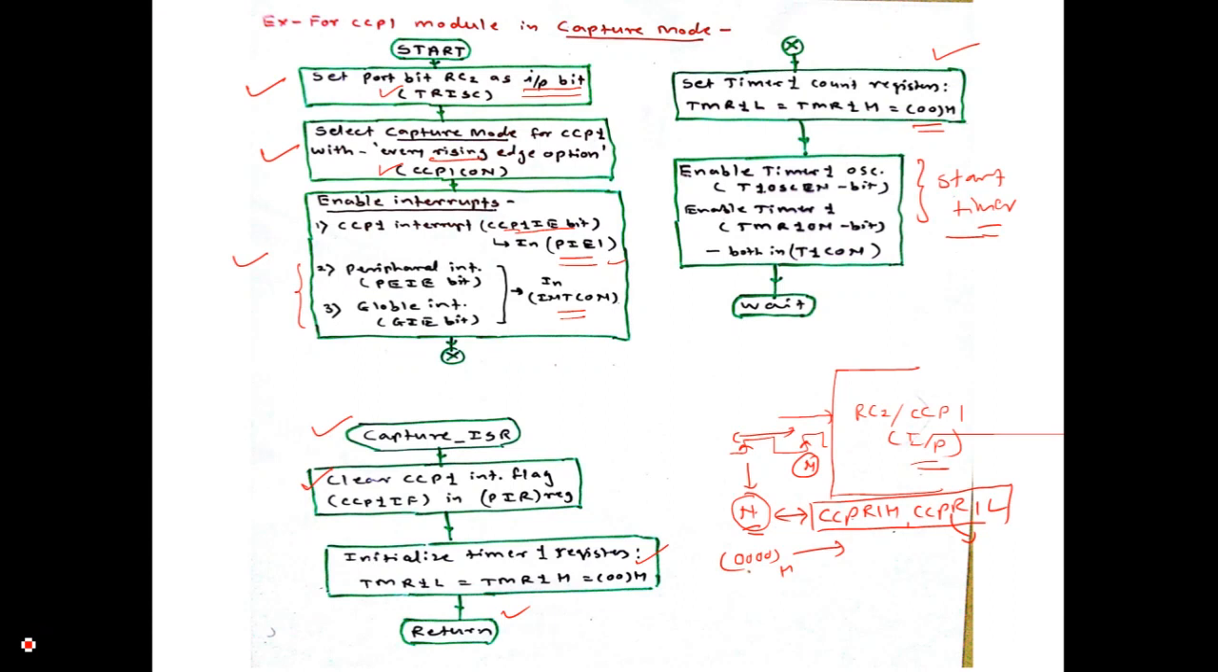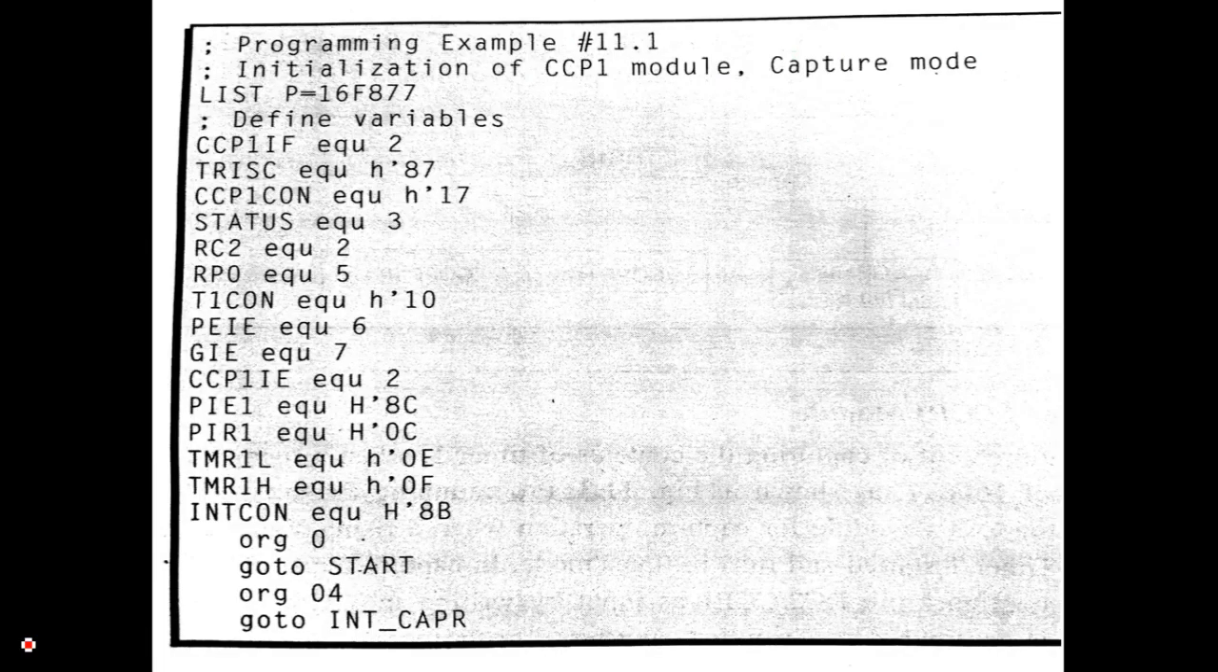So this is the program for initializing the CCP1 module in the capture mode of operation. These are some initializations, definitions of the different variables. This is for the assembler. So these are the addresses of the different registers. For example, PIE1 equate 8C, PIR1 equate 0C. So these are the addresses of these registers. Okay, the actual program will start from here, ORG 0.